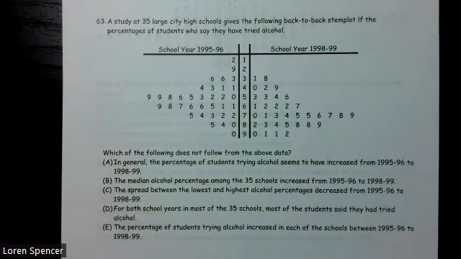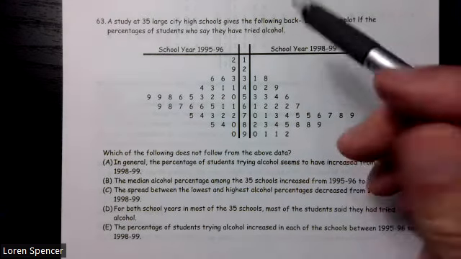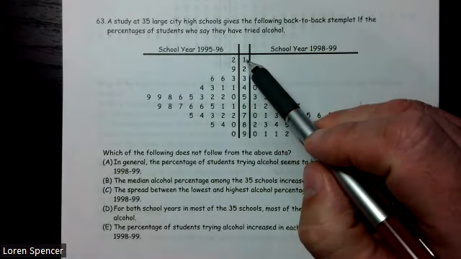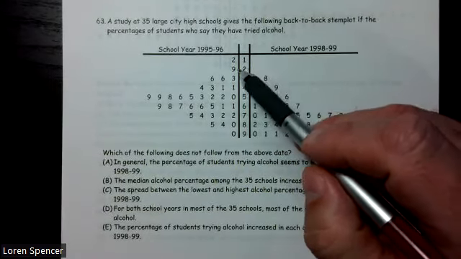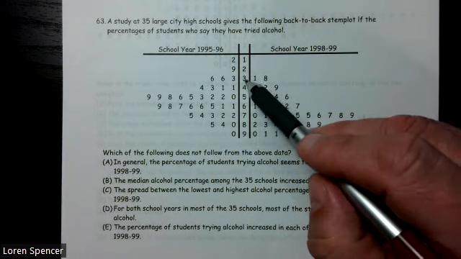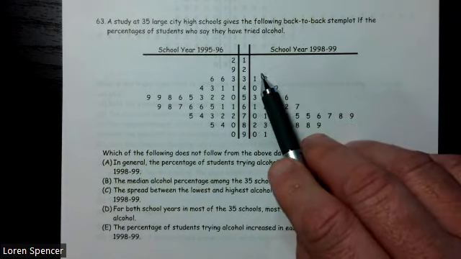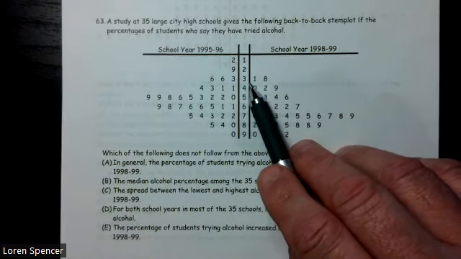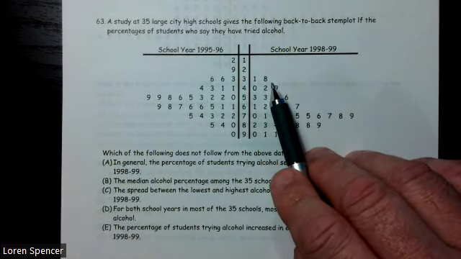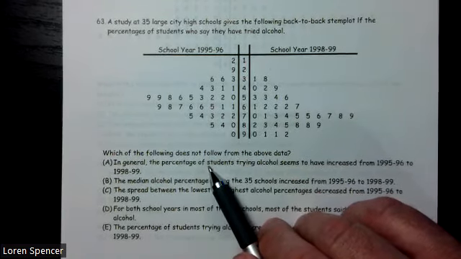Number 63, a study of 35 city high schools gives the following back-to-back stem plots. It's the percentage of students who say they have tried alcohol. So here we have 12% and 29% and 33%. Then we come back and check in 98, a couple years later, and we start off at 31 and 38. Which of the following cannot be supported?